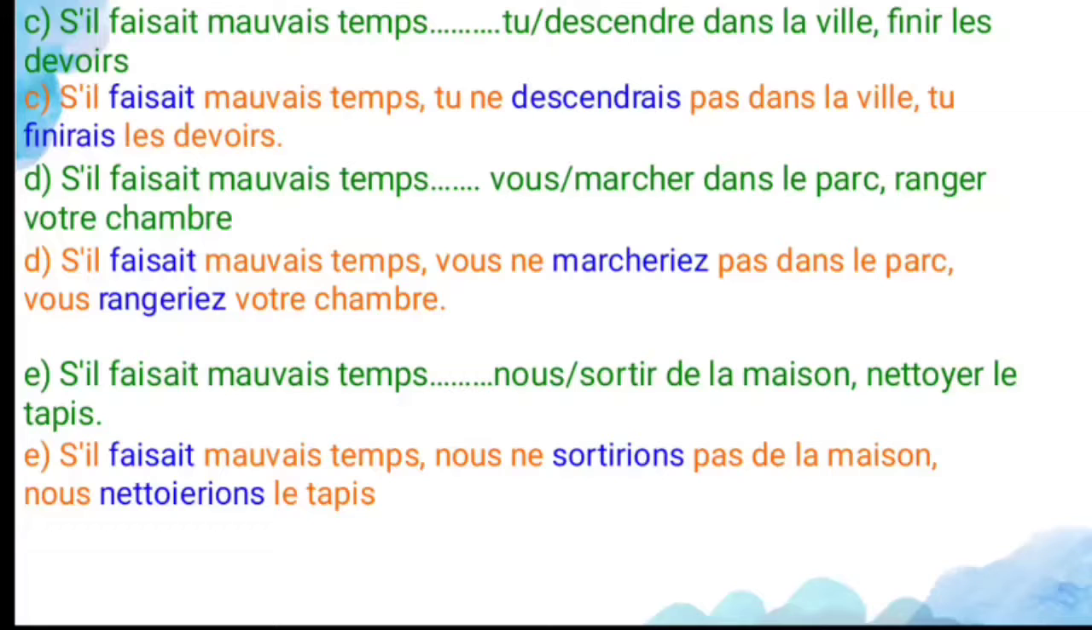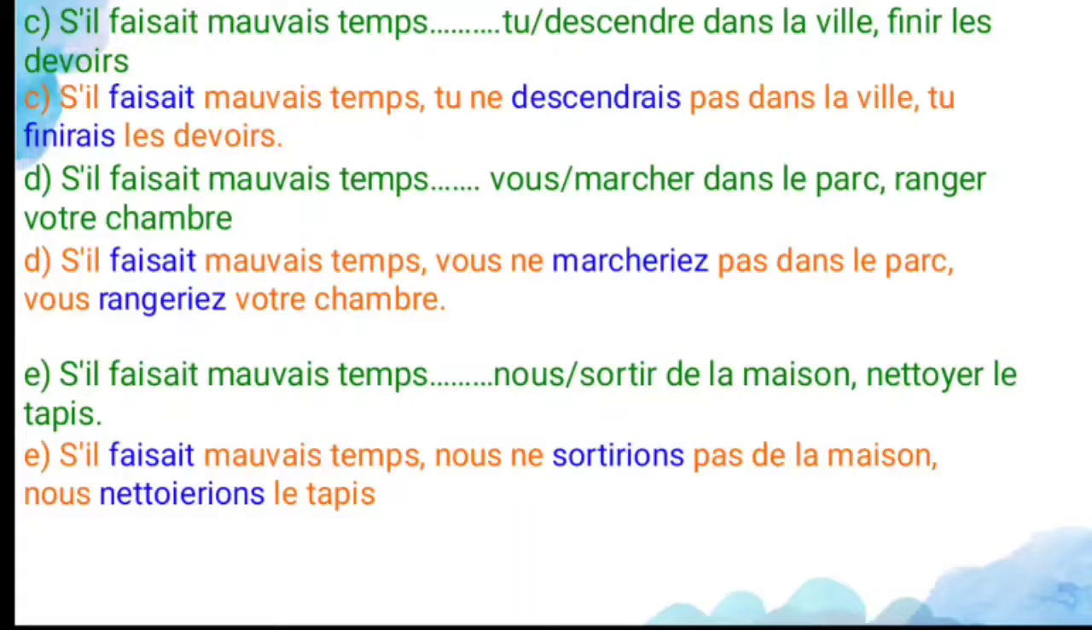And D1 is s'il faisait mauvais temps, if the weather was bad. And vous, marcher means to walk in the park, and ranger means to tidy up your room. And let us make the answer. S'il faisait mauvais temps, if the weather was bad, vous ne marcheriez pas dans le parc, so you would not walk in the park. And vous rangeriez votre chambre, so you would tidy up your room. So these two verbs are regular verbs. You have to add the endings for the subject vous.